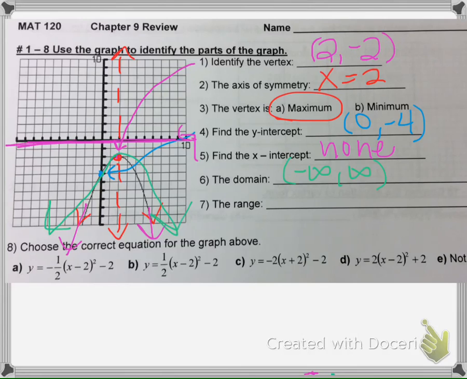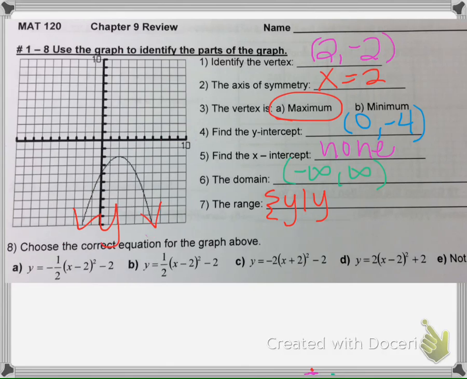And the range are all the y values. So the y value, this is the y-axis here. And so if we look at the graph, it is going infinitely down. So we could say that the y values of the graph are all less than or equal to this point right here, which is -2.